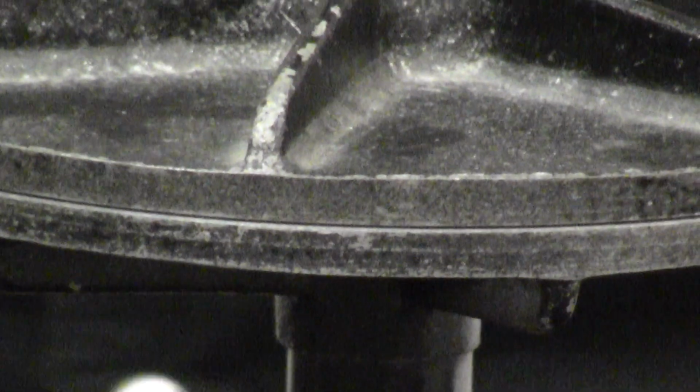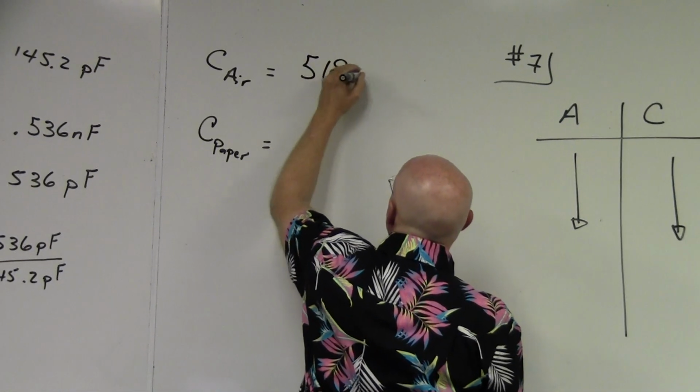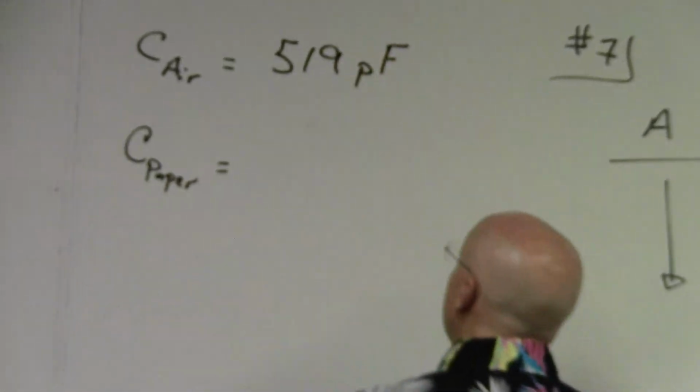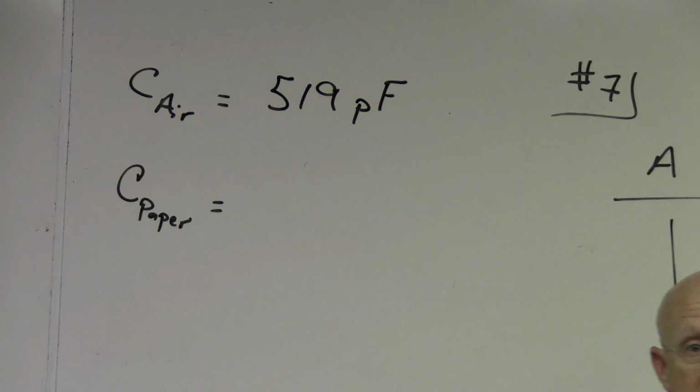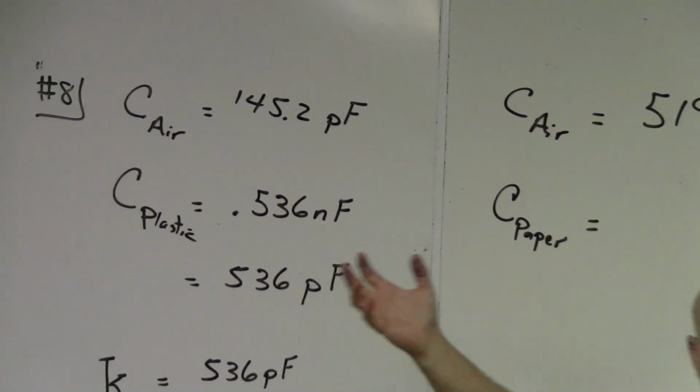So let's find out what the capacitance is now that it's filled up with air. And it looks like it's 519 picofarads. So again, notice filled with air and it's much higher because it's thinner, okay? The d is smaller.